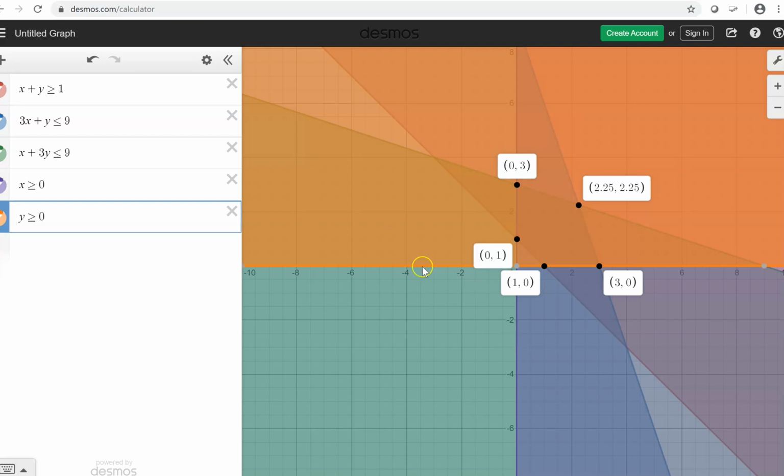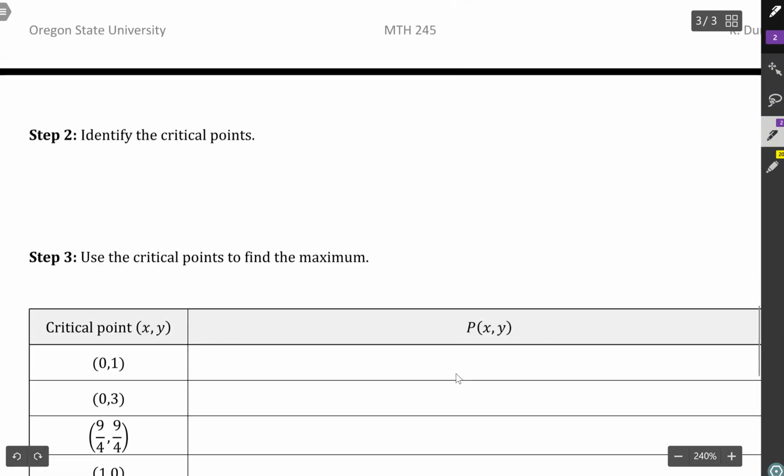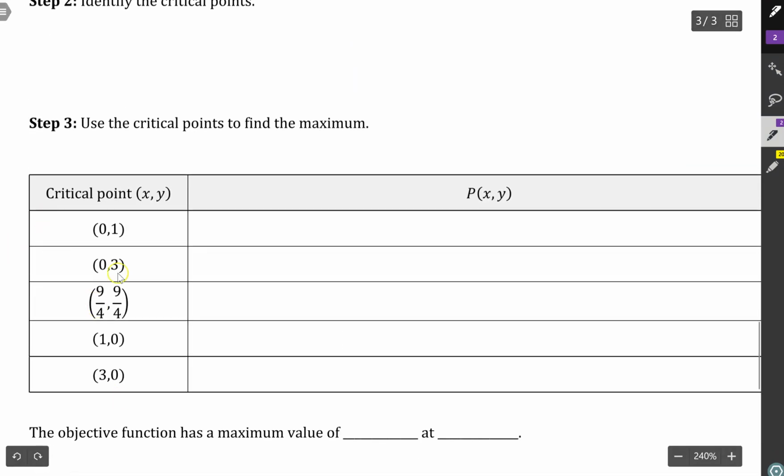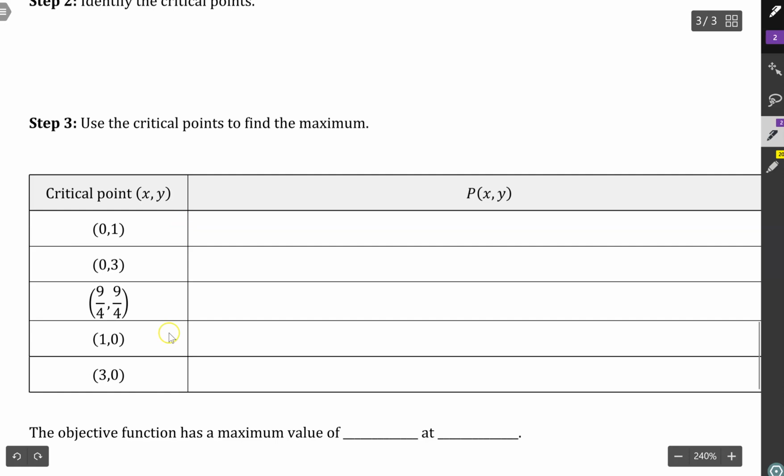So go ahead and take this work in Desmos and graph your feasible region here. Sketch a graph of it. And the critical points are, just as we said, 9/4 is 2.25. So there are our critical points that make up the corners or our vertices. So we can now take these critical points and plug them into our objective function, and we can see which one gives us the maximum value. So we need to plug in, remember our objective function from the problem is 4x plus 28y. So we need to plug in each of these x and y's to see which one gives us the maximum value.